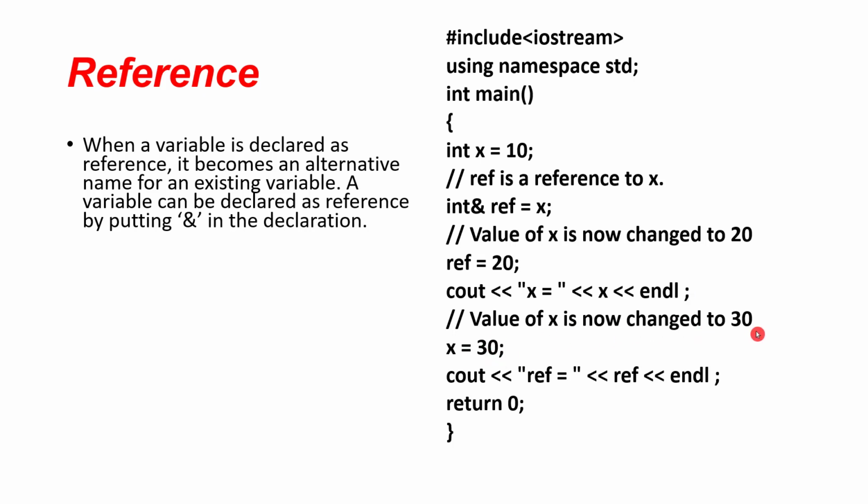Then the value of x is changed to 30. You are again defining x equal to 30. Cout reference endl, return 0. So we're calling out reference at last. Here x is equal to 10. To define, reference and x are equal, then you give the value for reference equal to 20, which is also equal to x here. Then you change x equal to 30, and we already know reference is also equal to x. So the value of x and reference will be 30 after this execution. Then you're calling out cout reference endl, return 0, curly brackets.